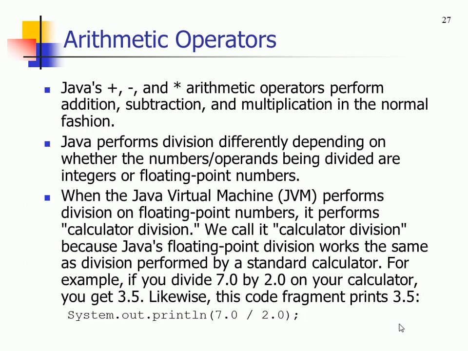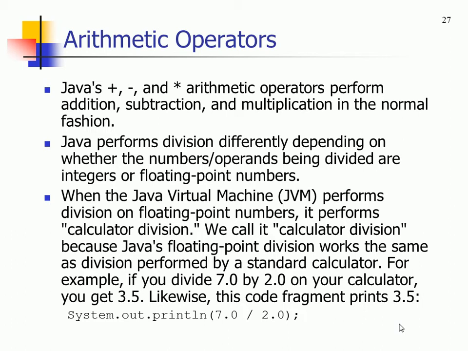We have addition, subtraction, division. We have all that normal stuff. But these three, addition, subtraction, and multiplication, work as normal. Nothing new there. Nothing's changed. Now, division is a little bit different, okay? It depends on how it's being used, whether it's integers or floating point, all that kind of stuff. And we're going to talk about that, okay?